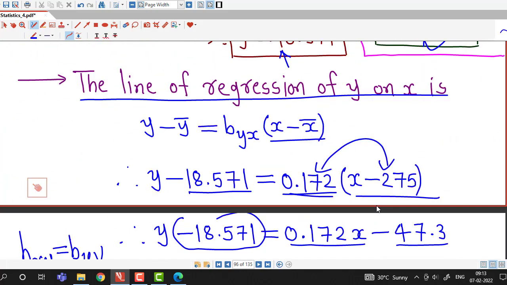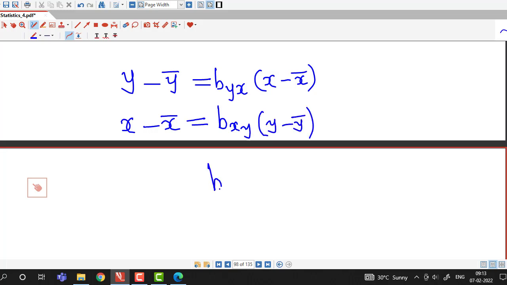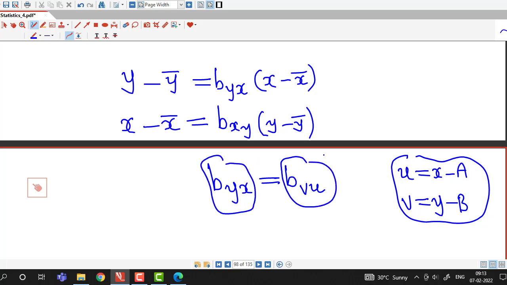So this is all about this session. Here we have obtained the two lines of regression of x on y and y on x using these two equations, and we can obtain another line simply by replacing y by x and x by y. And we have not used actual values of x and y, we have used that change of variable u equal to x minus a and v equal to y minus b, and we know that regression coefficients are independent of change of origin. So this helps us to minimize our calculations.